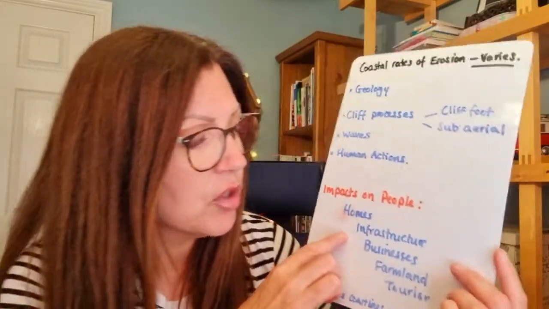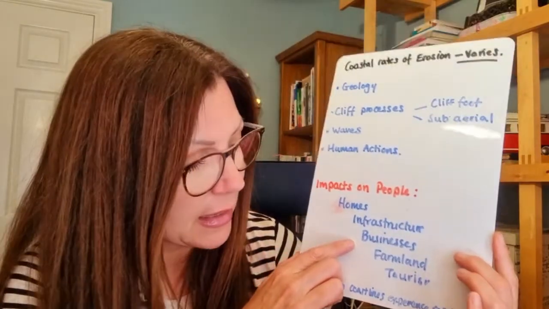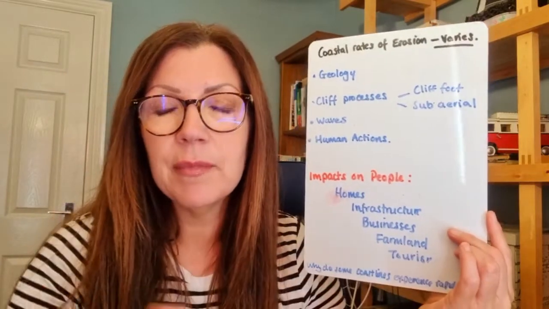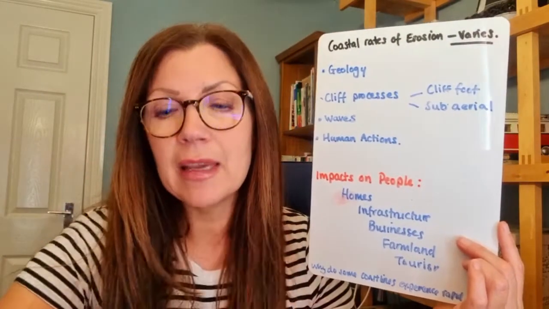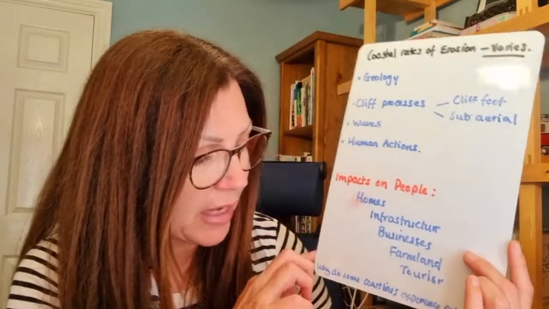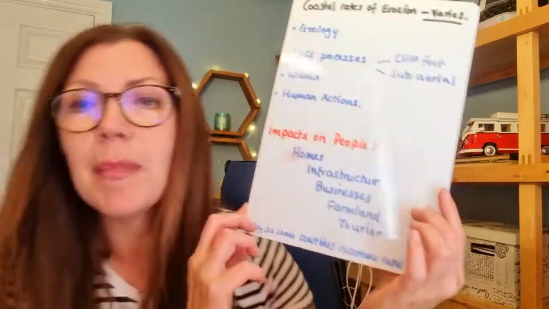So here we've got homes destroyed, we've got infrastructure being destroyed, we've got businesses being impacted, etc. We've got farmland being lost, and we've got tourism being lost. If the cliffs are destroyed and the beaches are removed, then it doesn't do very well for tourists to be around the area. So why do some coastlines experience rapid erosion?